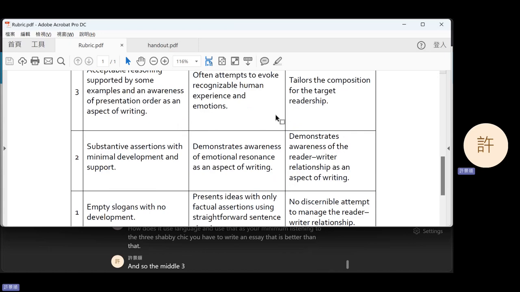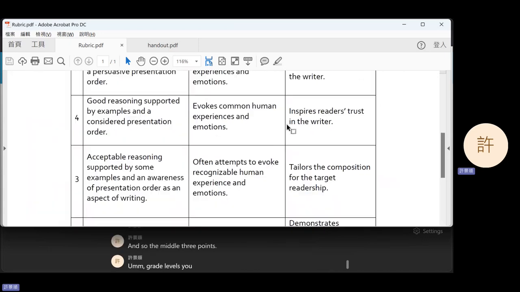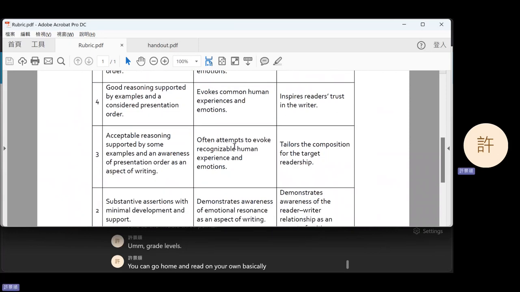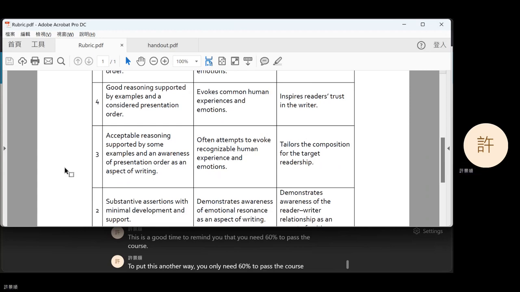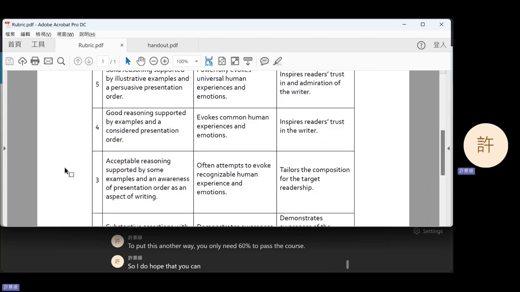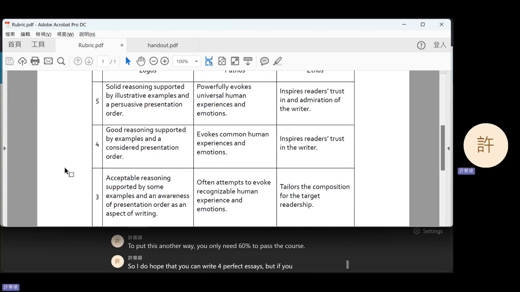So the middle three points, grade levels, you can go home and read on your own. Basically, it's a spectrum, right? Worst, best, everything in the middle. This is a good time to remind you that you need 60% to pass the course. To put this another way, you only need 60% to pass the course. So I do hope that you can write 4 perfect essays. But if you don't, I'm not going to be sad. I'm not going to be offended. Everybody is busy. Think carefully about what you want to learn in this course, how much effort you want to put into this course. The map is here, but the journey is yours.